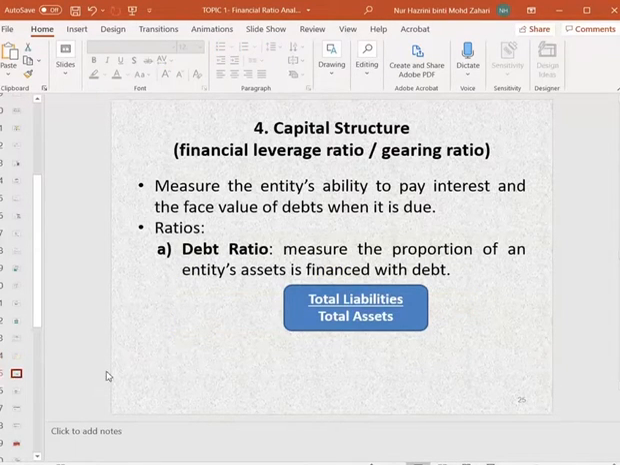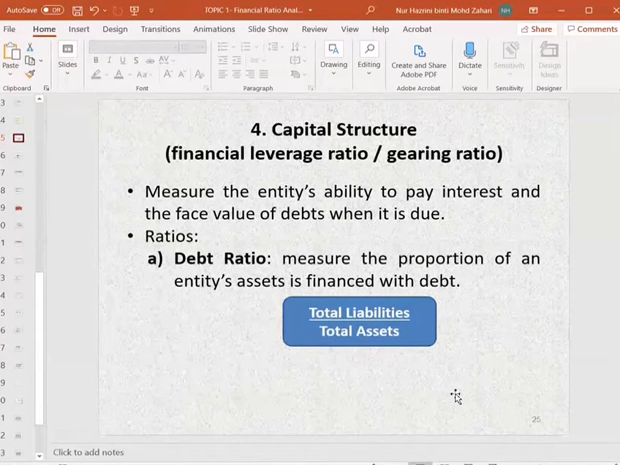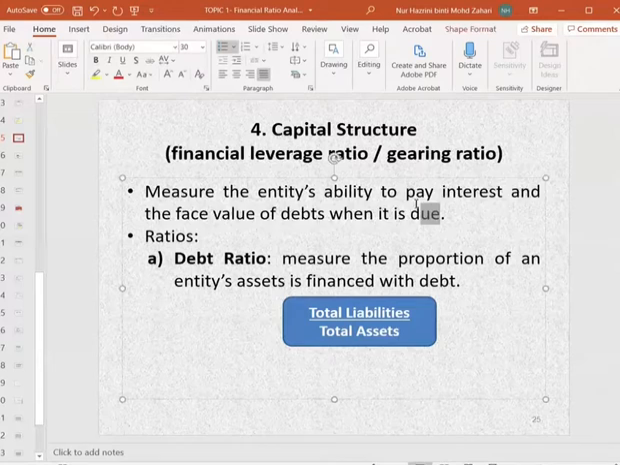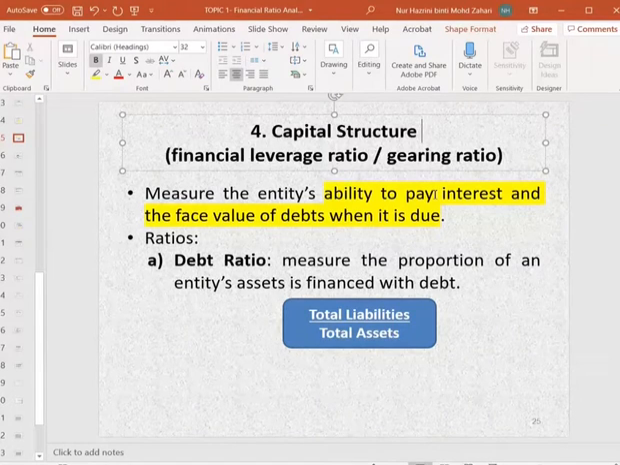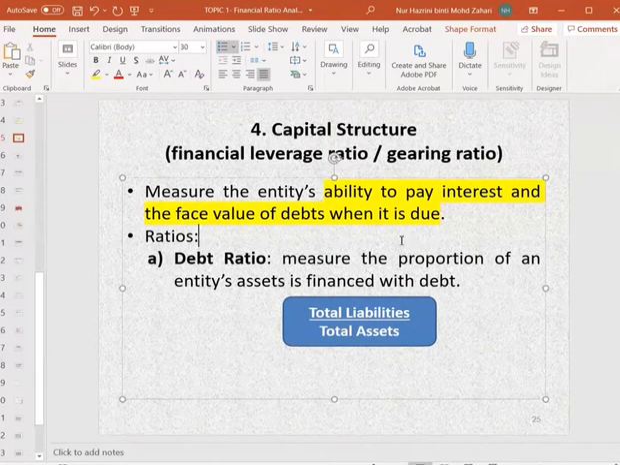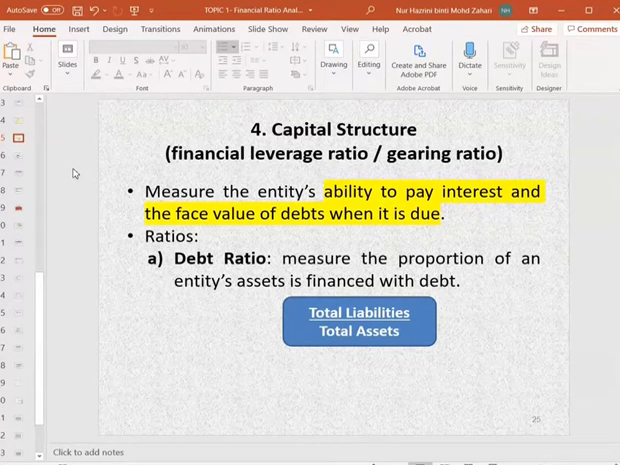So next, we will look at the capital structure. With capital structure, we want to measure the entity's ability to pay interest and face value of debts when it's due. Capital structure is talking about long-term liability. We had the liquidity ratio just now, which was about the ability of the company to pay back the short-term obligation. So capital structure is talking about the ability of the company to pay back the long-term obligation.